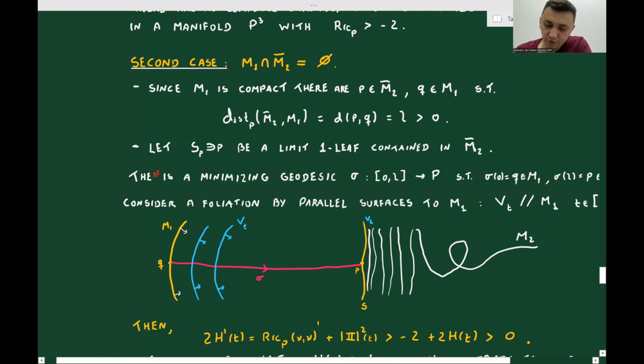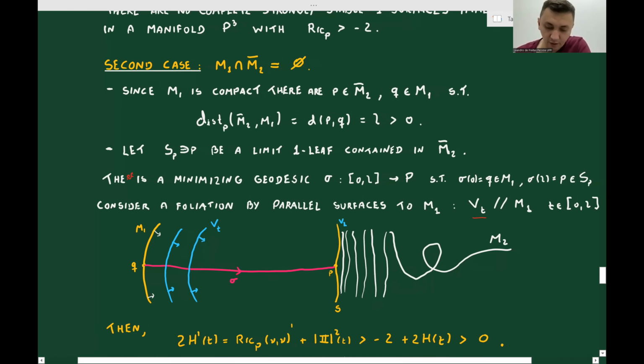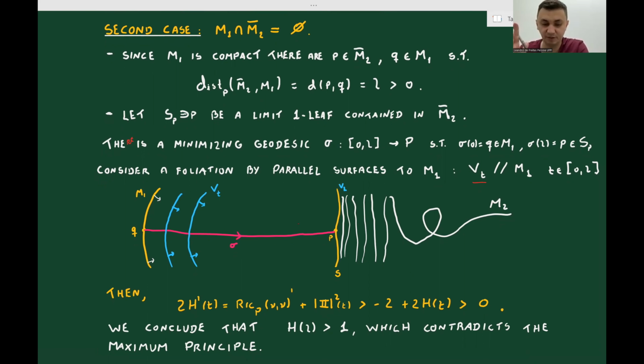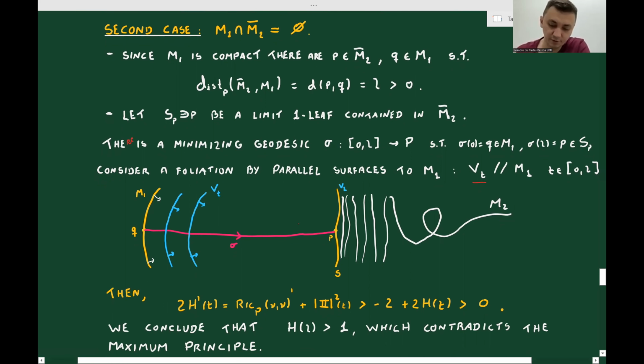And we can consider a foliation by parallel surfaces to M1, which we denote by VT, for T between 0 and L. The foliation here I just put in blue, VT. And the main point here is, since the distance is attained, this foliation can go from M1 up to touch SP. This is the main point that we consider here.